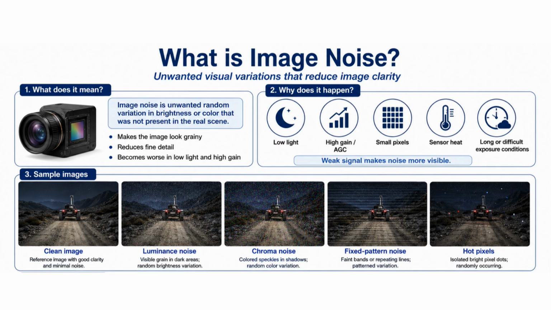There are several types of image noise. Luminance noise appears as random brightness grain. Chroma noise creates colored spots. Fixed pattern noise appears as repeating lines or bands, while hot pixels show up as isolated bright dots. For a vehicle camera, excessive noise can hide obstacles, road edges, wires, people, and distant objects. So image noise is not used for scene detail. It is an unwanted artifact that reduces image clarity and overall camera usability.